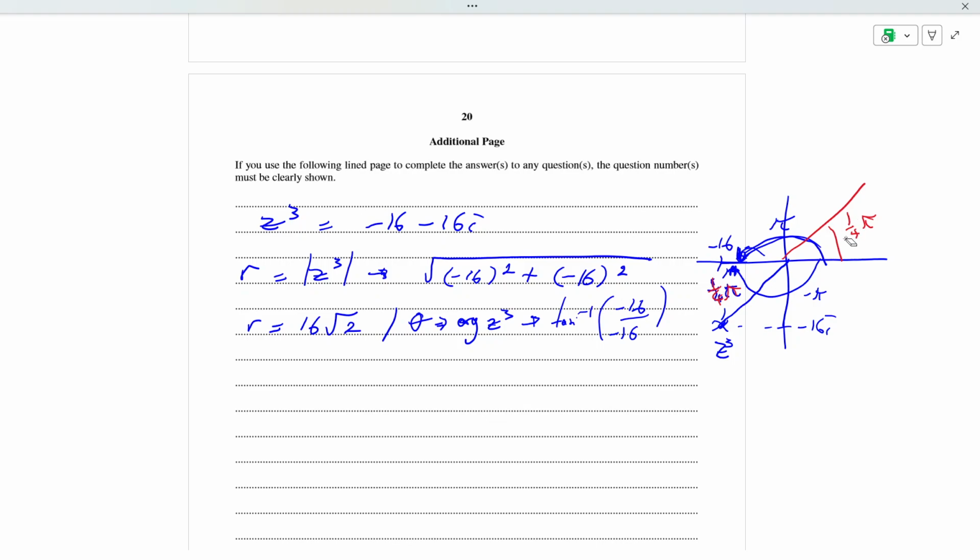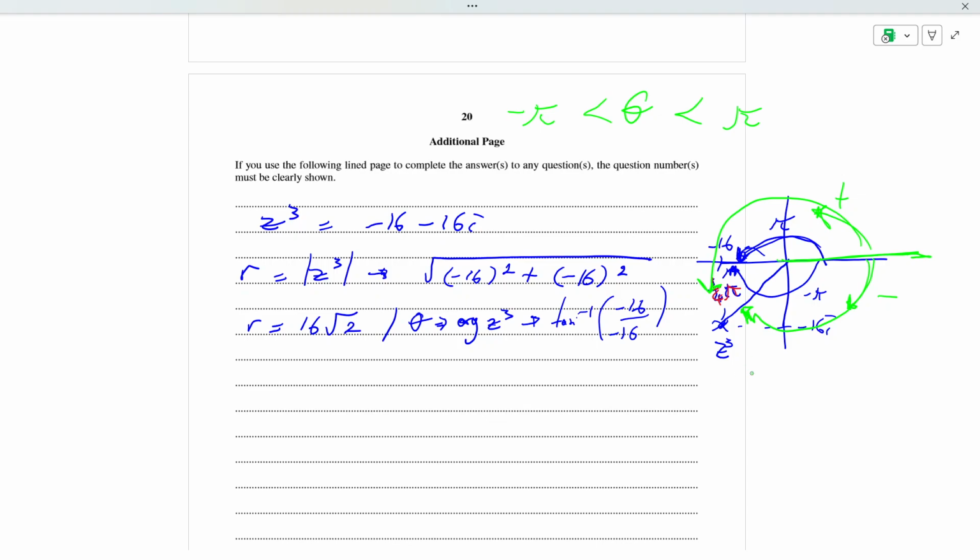But that's not the argument. Remember, the argument is the angle starting from the positive axis. So you have to start from here, and you either go in that direction, which is positive, or you go in that direction, which is negative. That is what the definition of an argument really means. So in this case, if we go in the positive direction, it will be greater than pi. But our range for theta is supposed to be within negative pi and pi. If we go in the negative direction, this one, it will be less than negative pi.